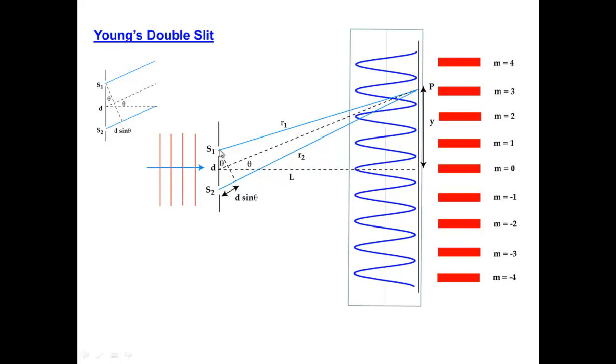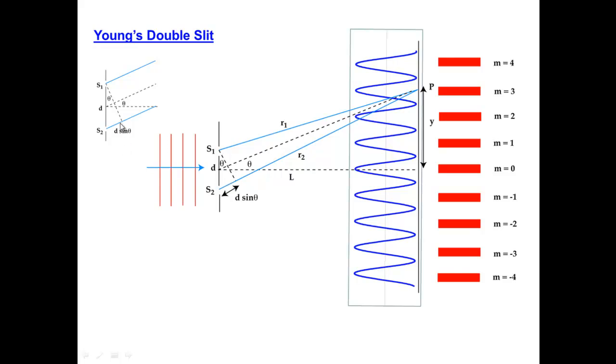And the two paths, S1P and S2P, are very nearly parallel to one another if the point P is very far away. So in that case, we form a right triangle, or what is very close to a right triangle anyway, that goes from S1 to S2 and over to the point at the end of the tip of the arrow, with the dotted line as one of the legs.